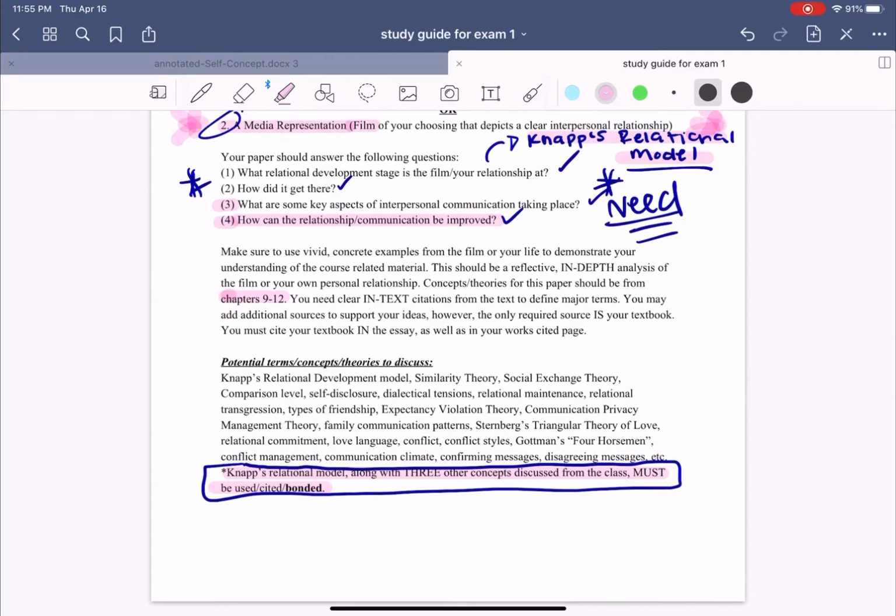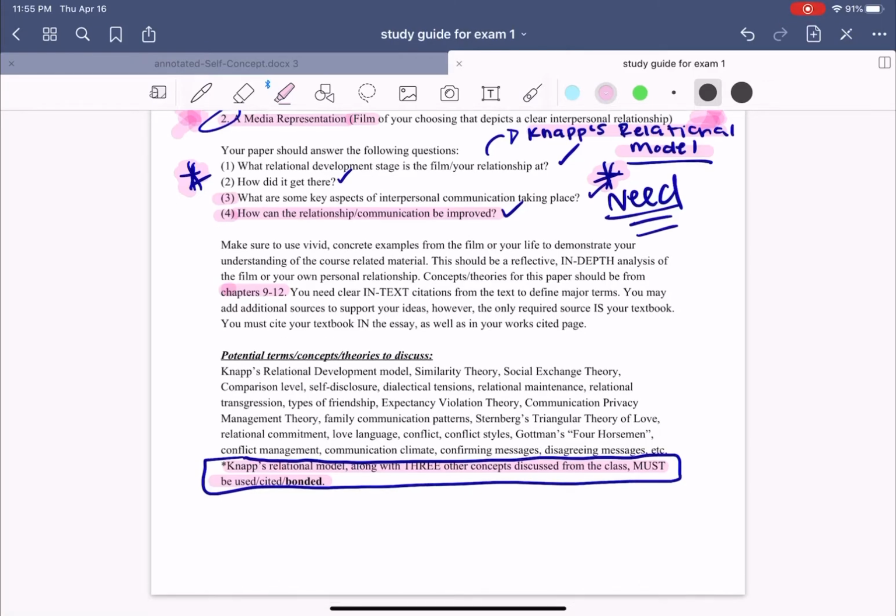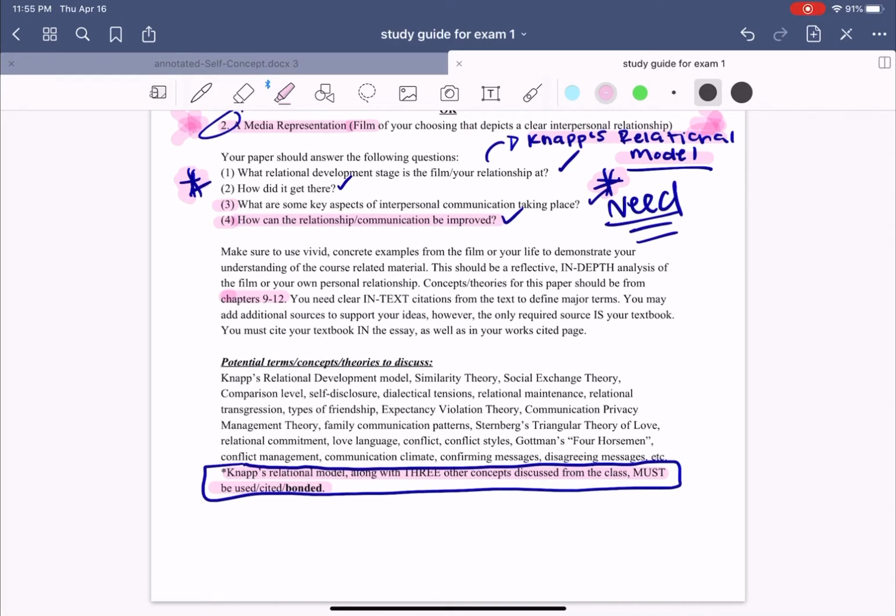So just make sure that you're answering these questions to the best of your ability. That's all I'm asking. Answer these 4 questions here, and make sure that you are using Knapp's relational model, and you're using 3 concepts from chapters 9 through 12.